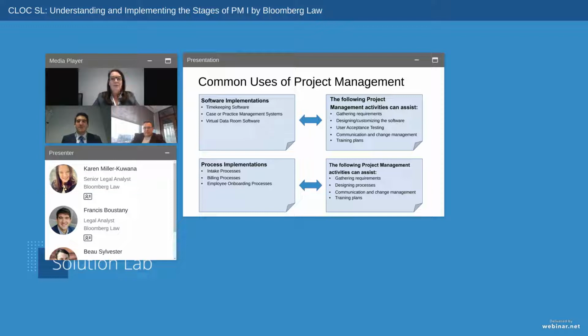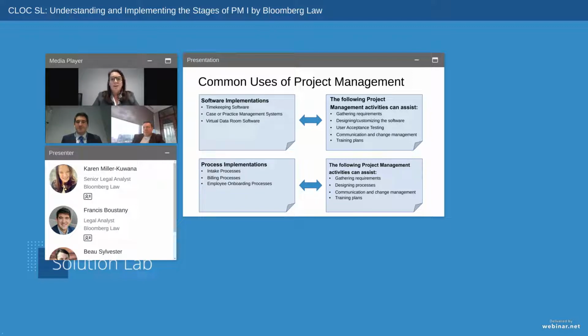With both of these software and process implementation projects, project management can play an essential role in gathering key requirements and objectives from stakeholders, customizing the software or processes to meet these key requirements and objectives, helping to formulate communication and change management plans, which are critical to the success of the project and the adoption of the project, user acceptance testing, and training activities.